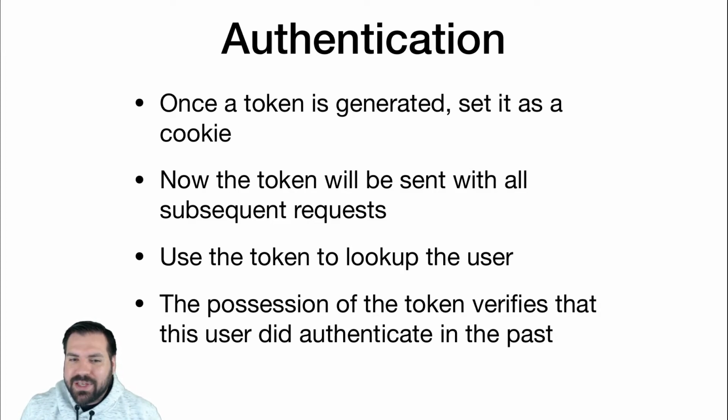For who did I give this token to? We look up the database, say, oh, your username. And since you have this token, we're going to assume that you are authenticated. So you must actually be this user. And we're going to treat that request as though it came from that specific user. And that's how authentication tokens work.